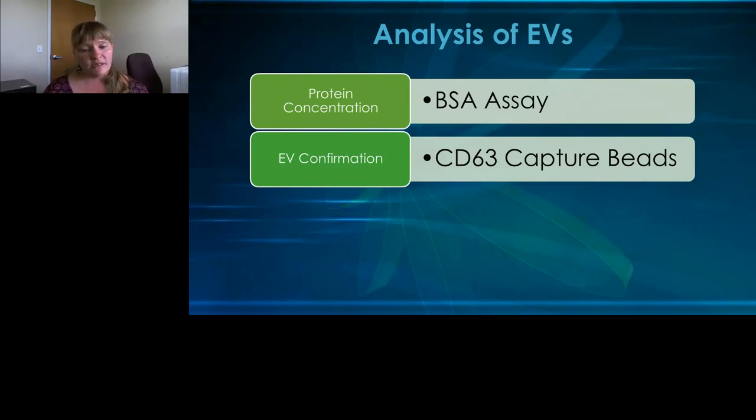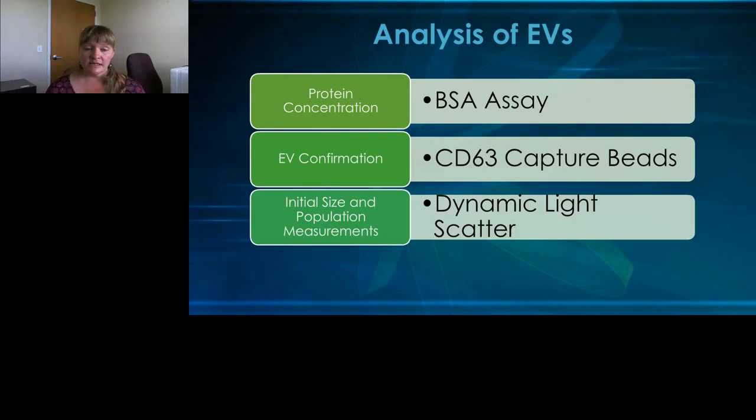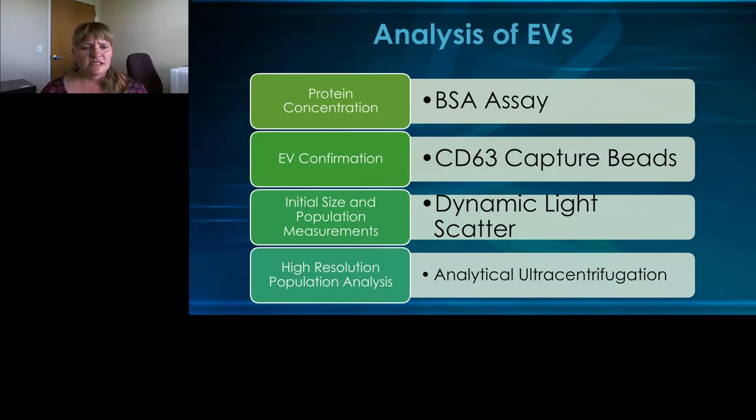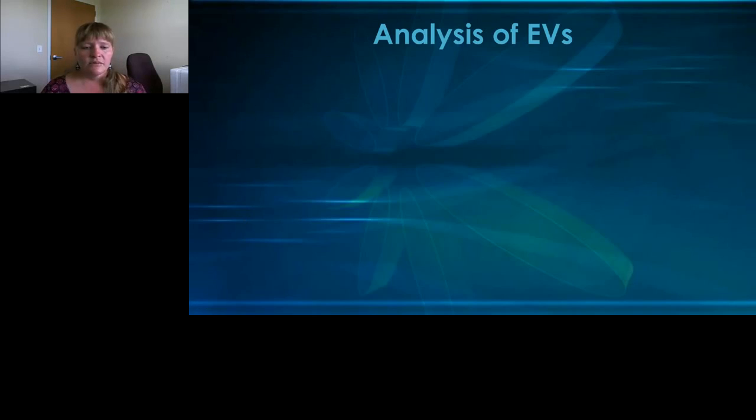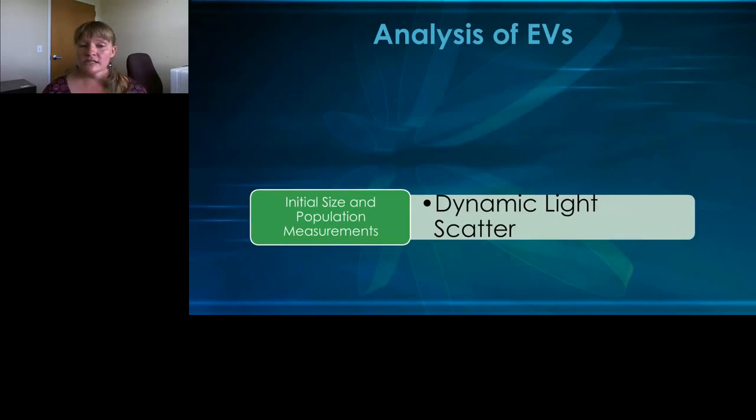Alternatively, users may use Western blot and take samples to EM. I'm not focused on those two. I would like to focus, however, on the last part of the presentation on using dynamic light scatter, which is great for measuring initial size and population, and analytical ultracentrifugation, which gives us this high resolution population analysis. This particular technique has not been used in many research publications that we've seen. So measuring the initial size and population using dynamic light scatter.